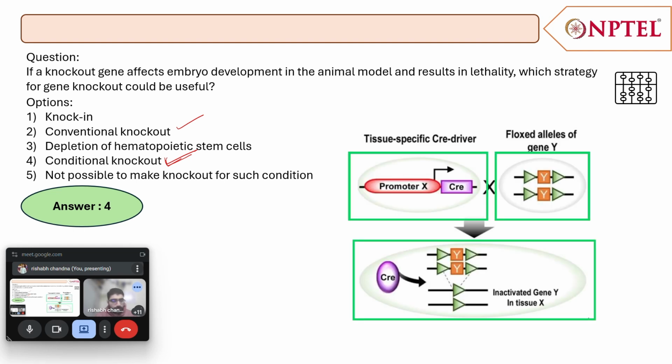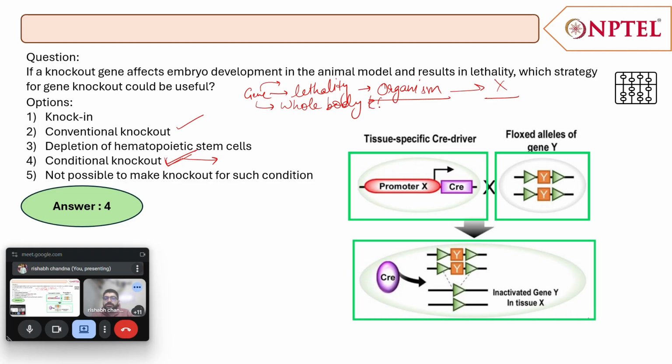Okay, so what is actually a conditional knockout? In basic terms, if any gene causes lethality, that means in animal models it will not be able to produce any organism. Okay, so if no organism will be produced, then no study will be performed. So, in that case, what we do is we generate conditional knockouts. These are unlike the conventional knockouts, that means whole body knockouts of that particular gene.